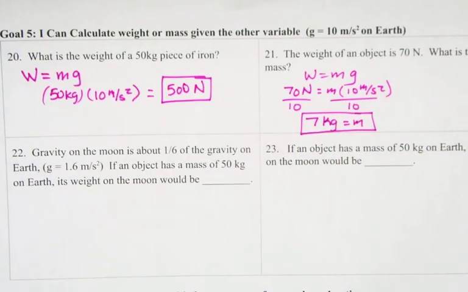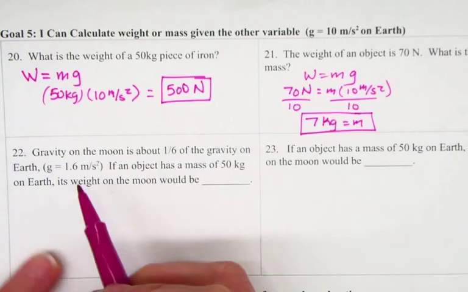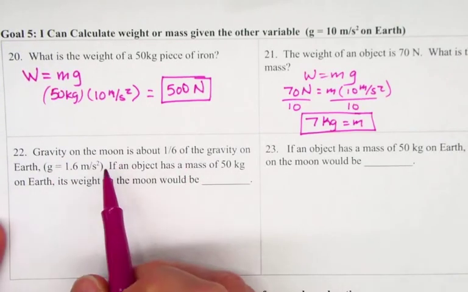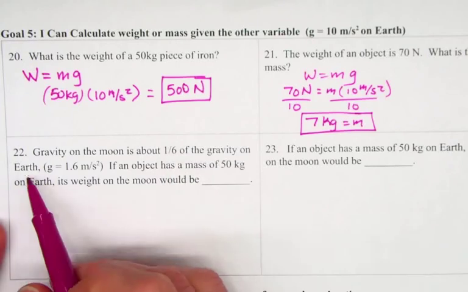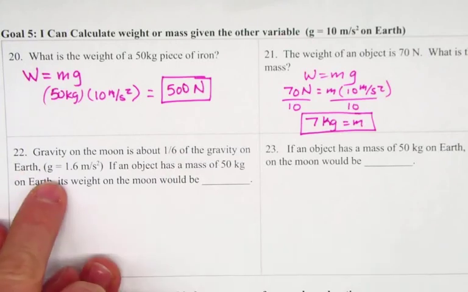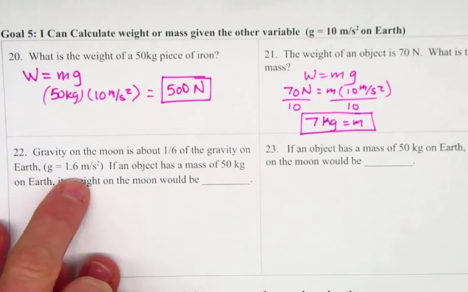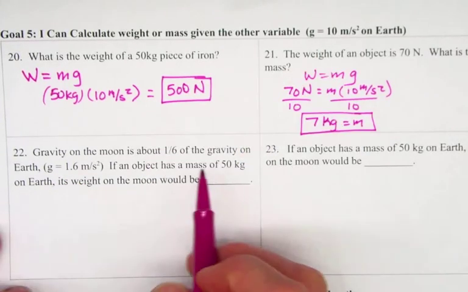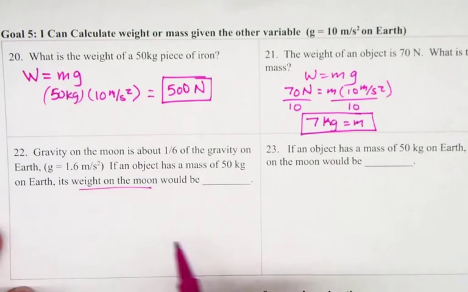Now 22 is different because for 22 we're talking about being on the moon. And when you're on the moon, the gravity is about 1/6 of the pull of gravity from Earth. So that value for acceleration due to gravity is 1.6 meters per second squared versus the 10 that we have on Earth. So for this one, we want to find the weight on the moon.